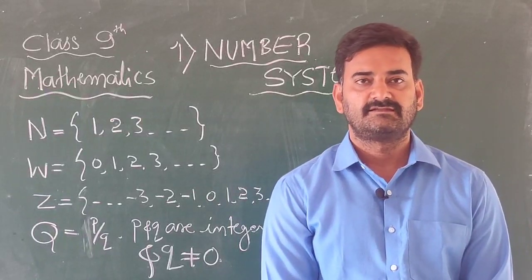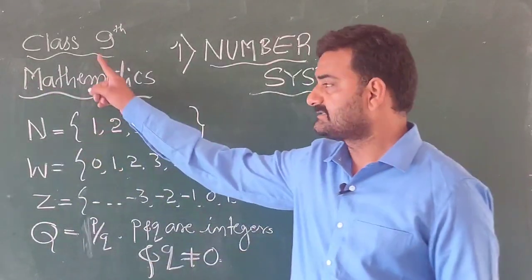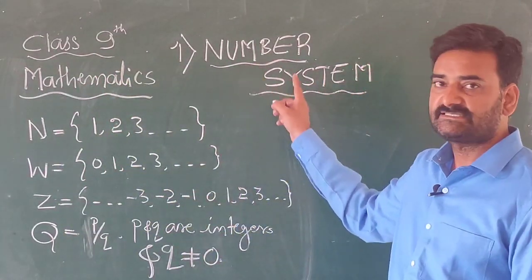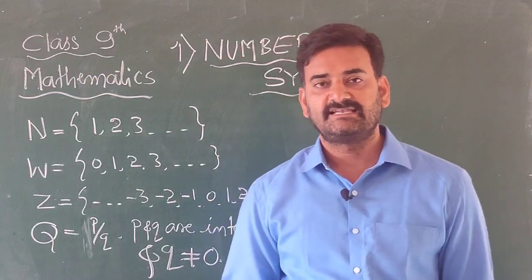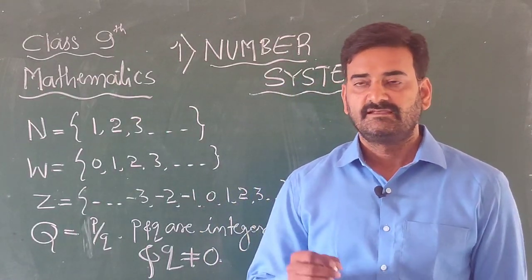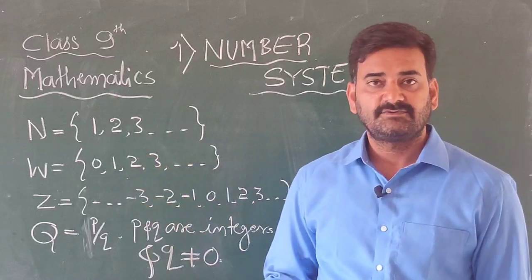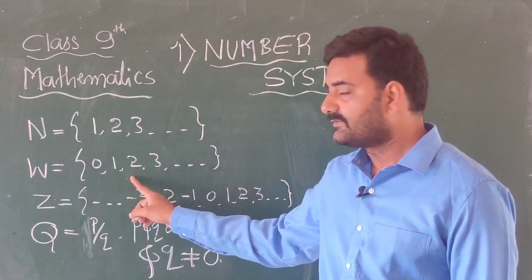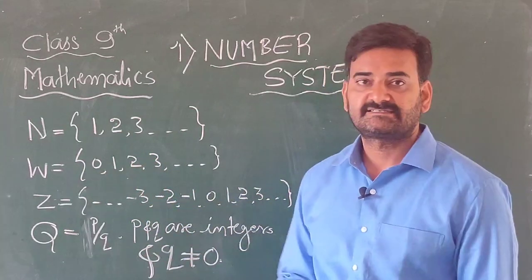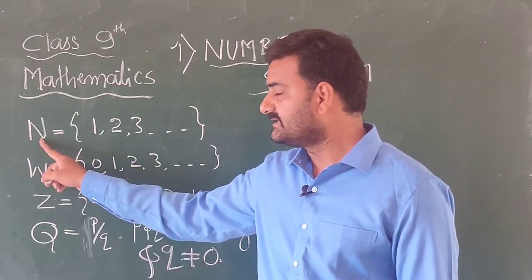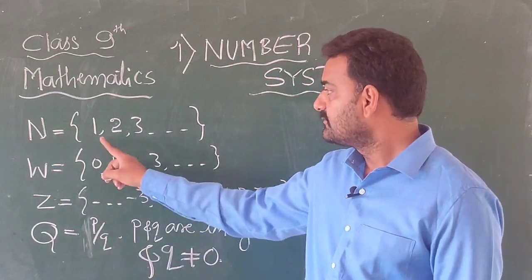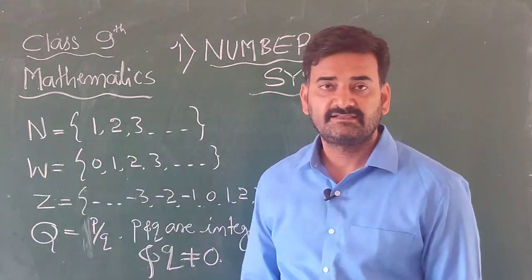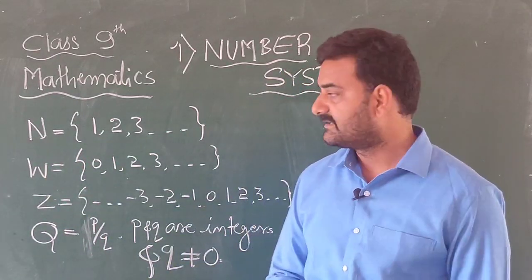Hello everyone. Today, class 9th standard mathematics, the first lesson, number system. We are going to understand the number system. In the previous classes you are already aware of what is the meaning of rational number, whole number, integers. Natural numbers means all countable numbers, that is 1, 2, 3, and so on. So many numbers are there, and it is indicated by the capital letter N.